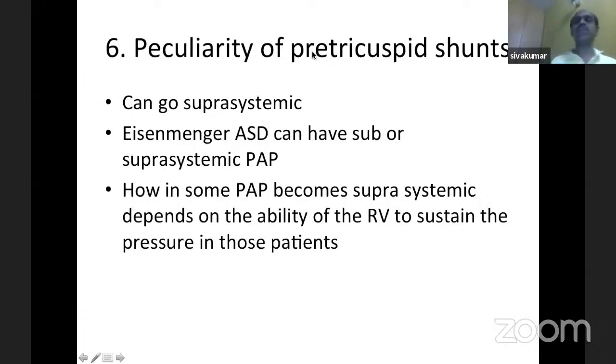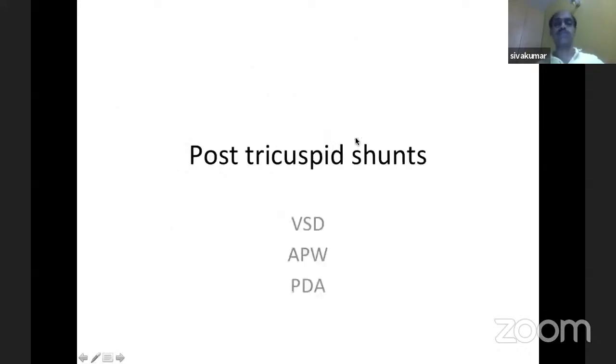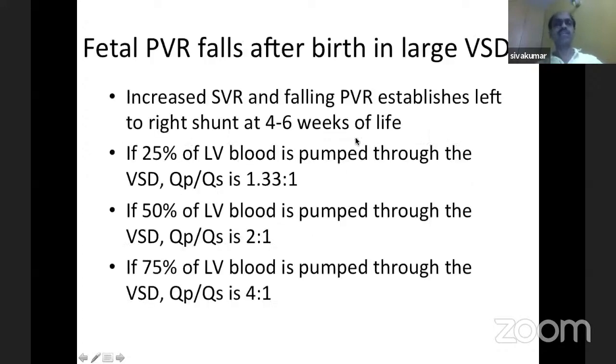One of the peculiarities of a pre-tricuspid shunt is that it can go suprasystemic, whereas VSD and PDA can never go suprasystemic. Coming to post-tricuspid shunts, when fetal PVR falls, the shunt gets established. We call QP by QS as 1:1, 1.5:1, 2:1, 3:1. We need to understand what this number means.